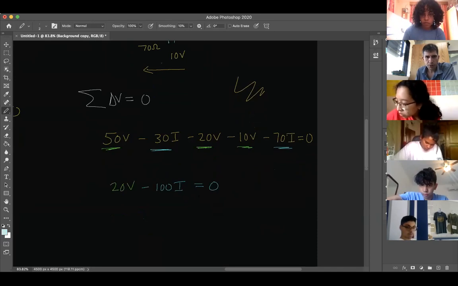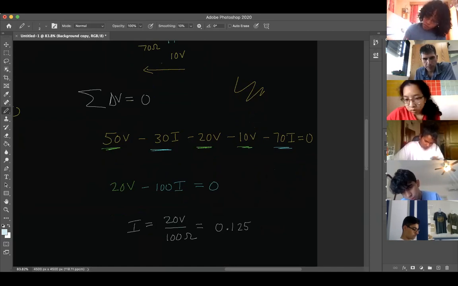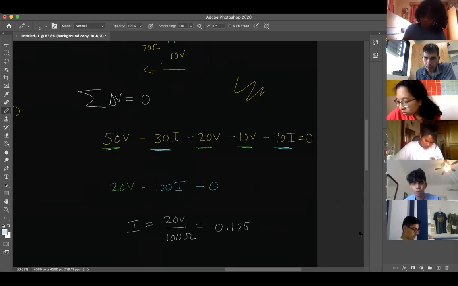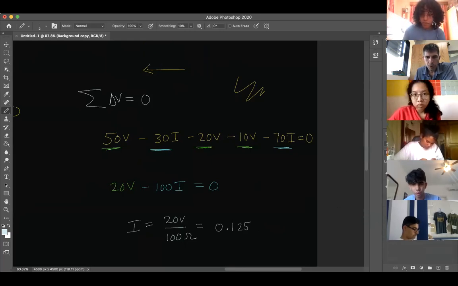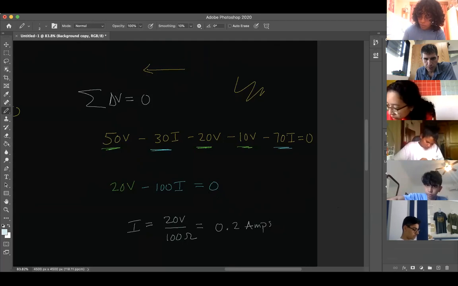And so when you do this out, you should get I equals 20 volts divided by 100 ohms. And so what is that, 1/5? What does that work out to be, 0.125? Tell me if I'm right, I'm just kind of guessing. No, 0.2. Thank you, okay. So 0.2 amperes, or amps.